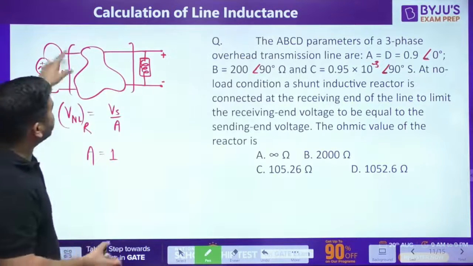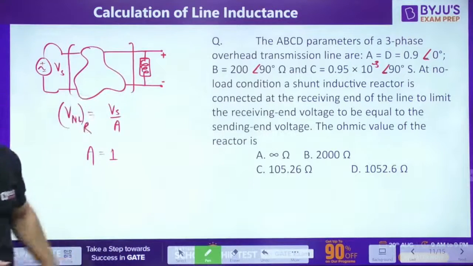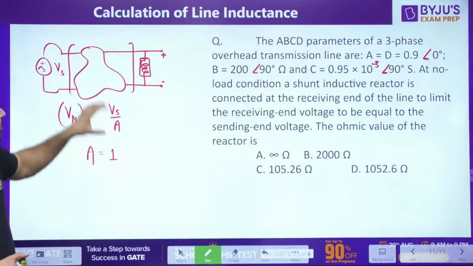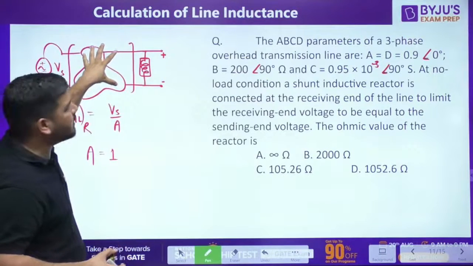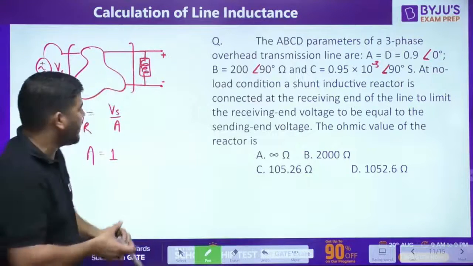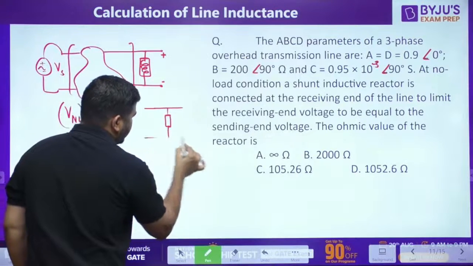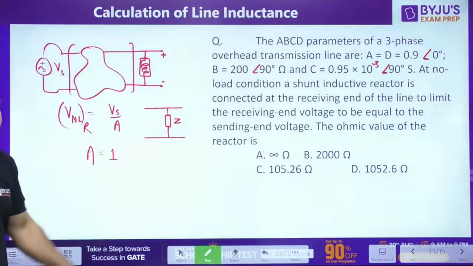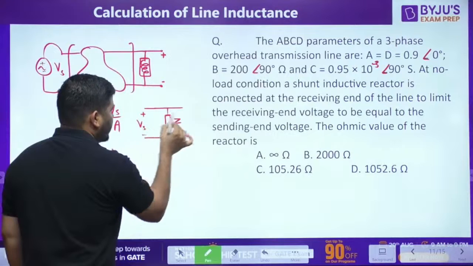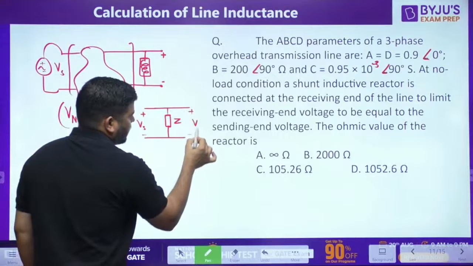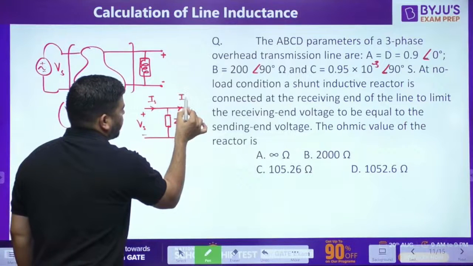Now, A of this transmission line is given to us. What is the A of this network? I mean, we need to calculate the overall ABCD. So ABCD of this network is given to us. What is the ABCD of the reactor? Let's calculate it. Let's assume that its reactance is Z, its ohmic value is Z. What is the ABCD parameter for this? Let's take it like Vs, and this is VR, this is Is, and this is IR.